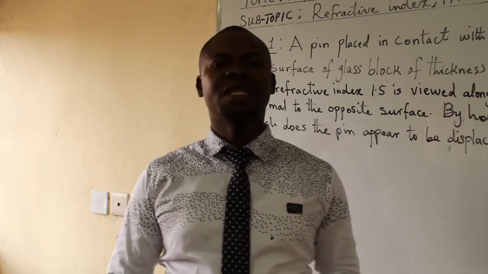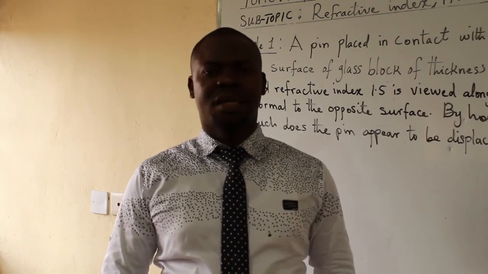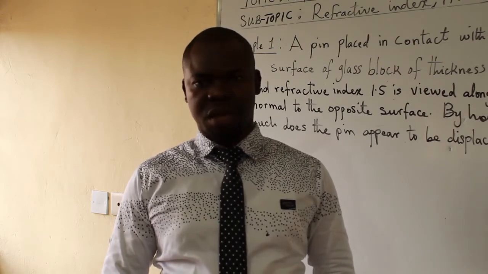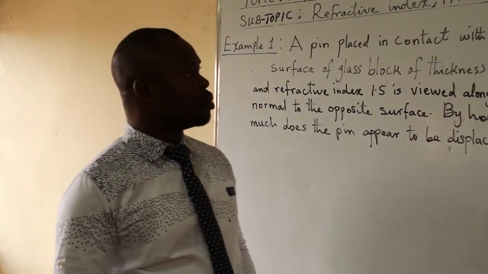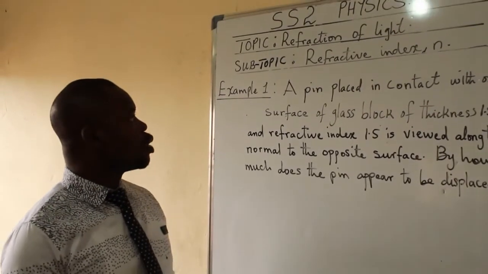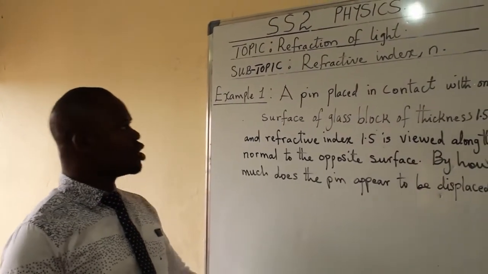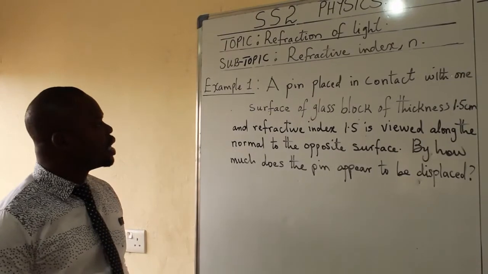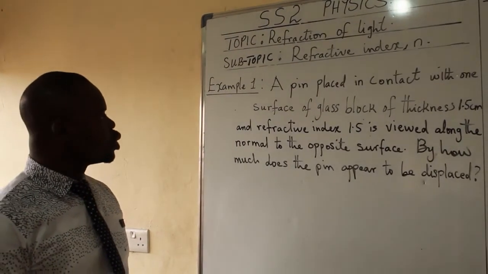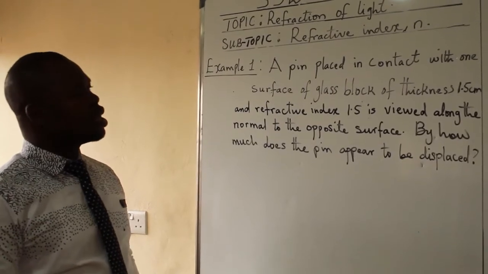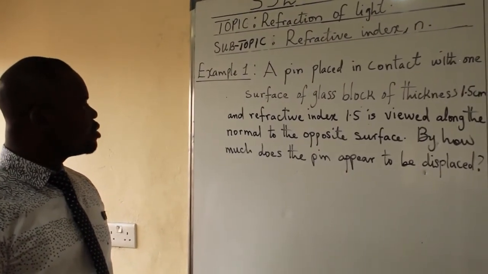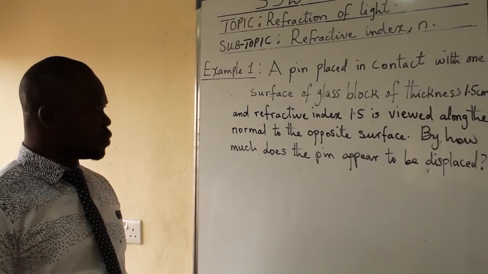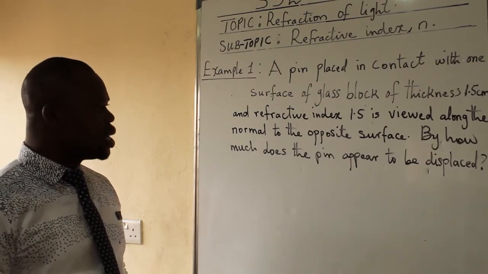So, refractive index, we have defined it as the sine of the incident angle over the sine of the refracted angle. And so today we have some examples to explain further what refractive index is all about. So we have example 1. Example 1 says, a pin placed in contact with one surface of a glass block of thickness 1.5 centimeters and refractive index 1.5 is viewed along the normal to the opposite surface. By how much does the pin appear to be displaced?